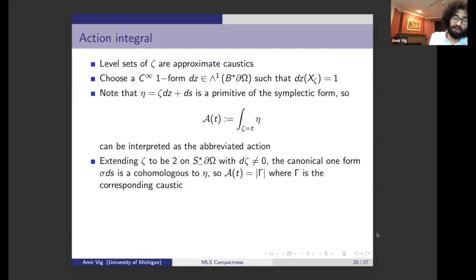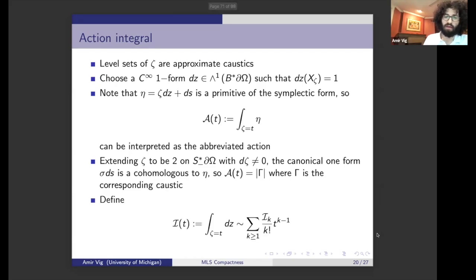If we extend zeta in a natural way so that it fixes a cohomology class, then our primitive of the symplectic form is cohomologous to the canonical one form, which is sigma ds, right? So in particular, if you integrate the canonical one form over a caustic, you just get the length of that caustic. So the action and the length are the same thing for this kind of flow. And we can always pull out zeta in an integral like this because, well, zeta is constant.